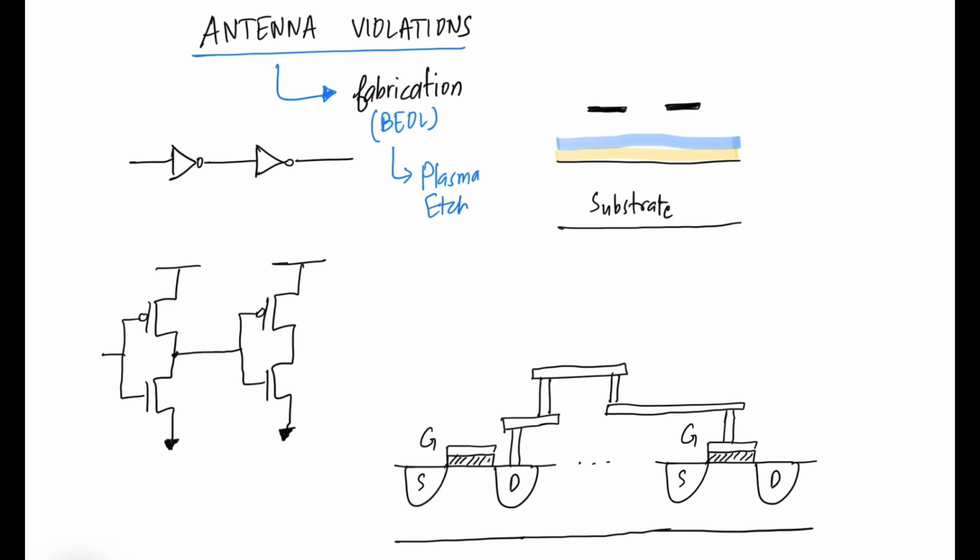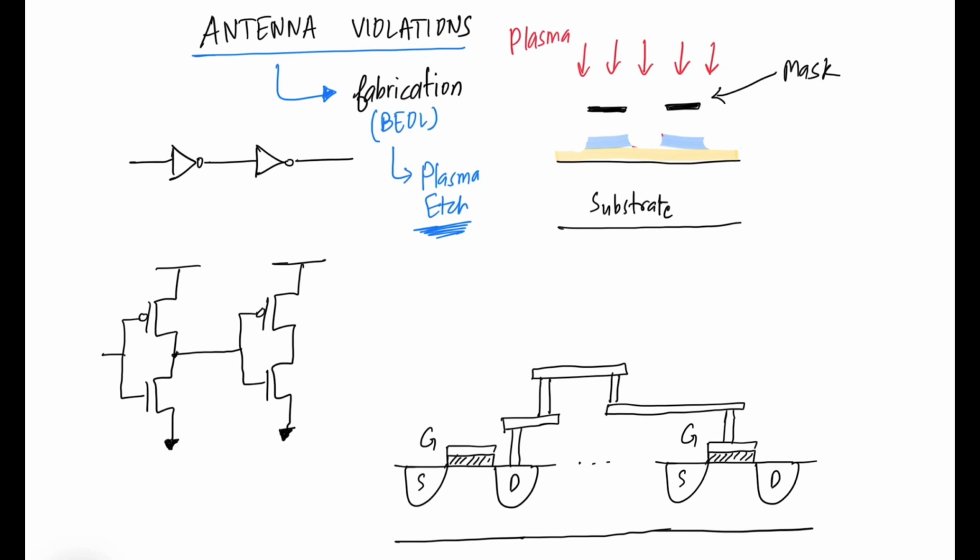In one of the previous fabrication videos, we had seen that etching is used to remove any unwanted material from the wafer surface. So in this case, let's say we have a mask here. To remove any unwanted material like this, the wafer surface is bombarded with plasma, which is highly energized ions, and this helps us in removing any undesired material from the wafer surface during fabrication. So this is called plasma etching. Now, with this understanding of plasma etching, let's try to understand the antenna violations.